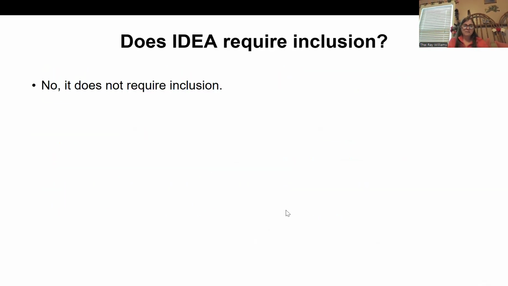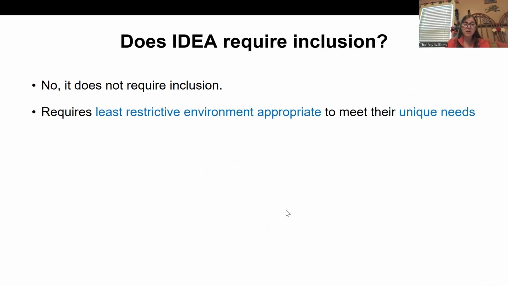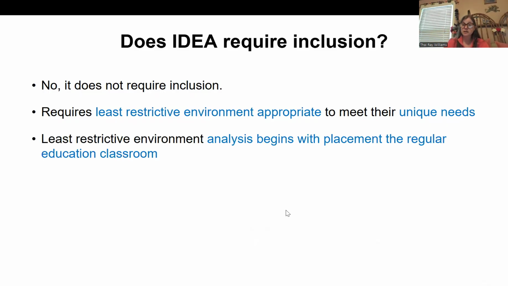All right, welcome back. So now we want to look at IDEA. Does IDEA require inclusion? And the answer is no, it does not require inclusion. But what it does require is the least restrictive environment that is most appropriate to meet the student's unique needs. So it does require the least restrictive environment. And when you are analyzing what is the least restrictive environment for this student, the first place you begin is the general education classroom.